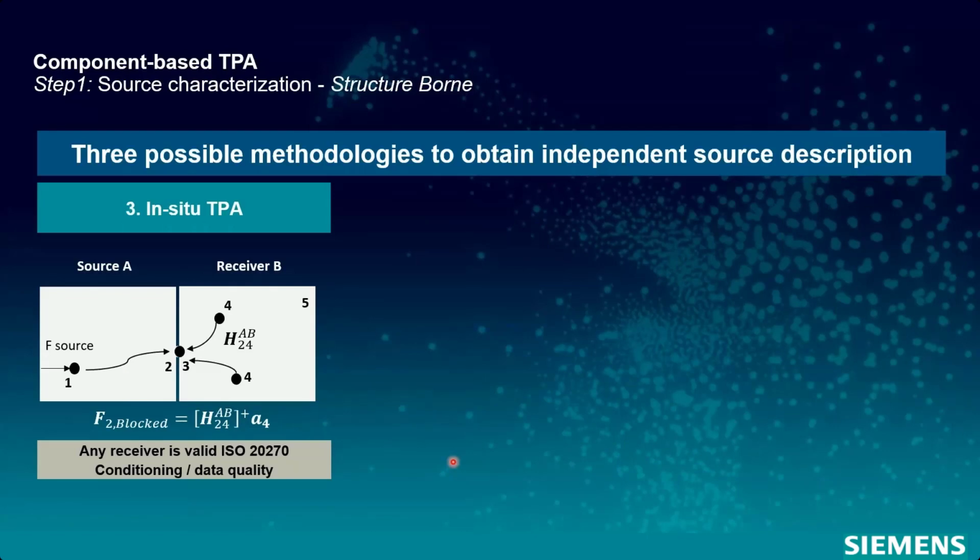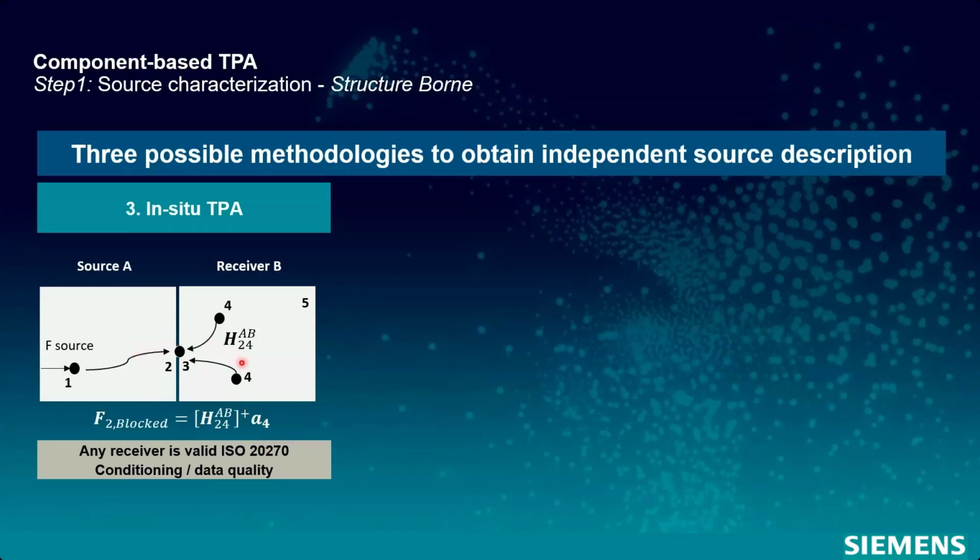There is also an alternative method where there are almost no requirements for the receiver. The receiver can be a certain test rig, but it can also be your system, your vehicle, and you can still characterize your source. That's what we call in-situ TPA. How does it work? It's very similar to the classical matrix inversion TPA that I explained. There is actually only one difference.